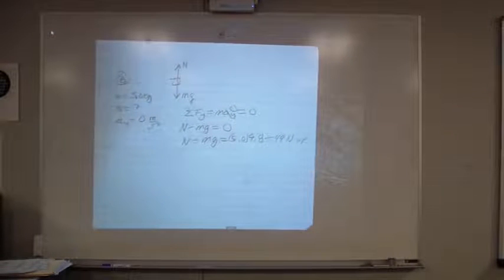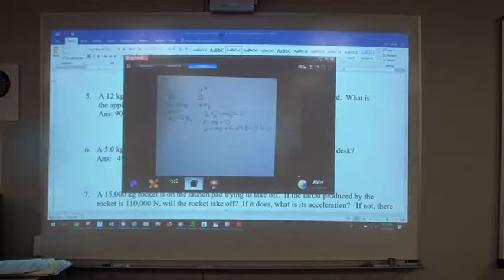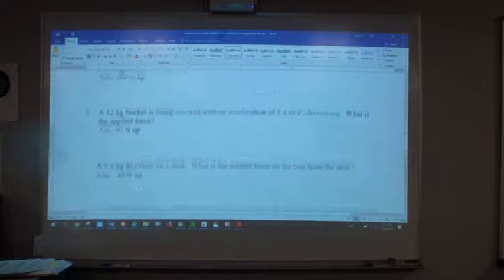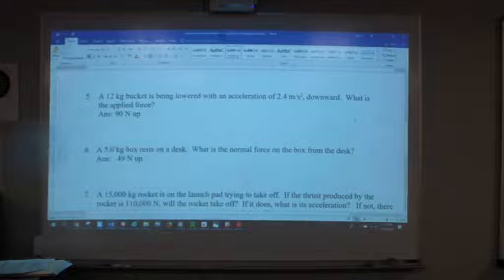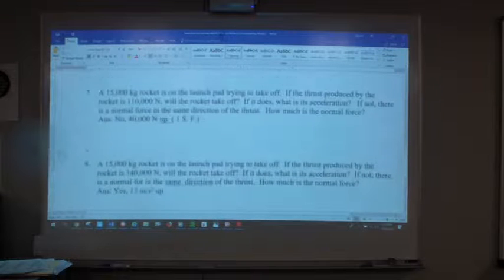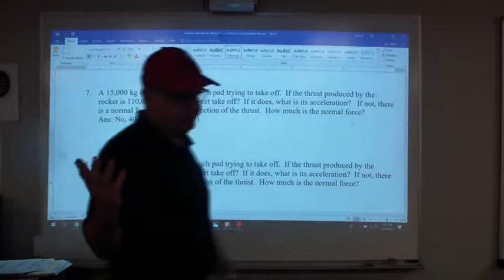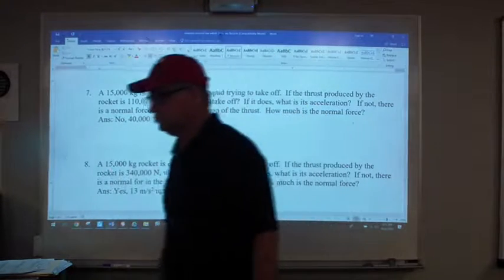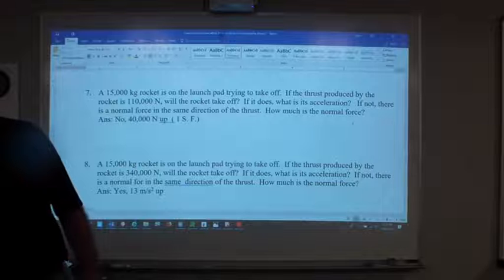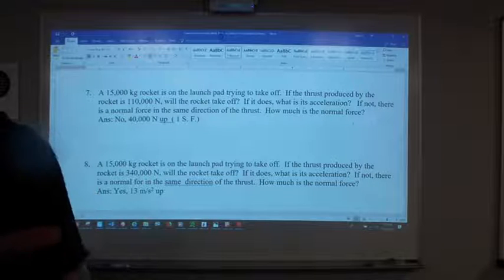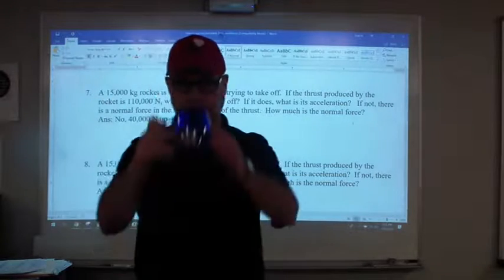A little better. Now let's look at number 6. Well, that was number 6. Okay, number 5 and number 7. Now, 7 and 8 are similar problems. Let's discuss the theory on these things, okay? Let's say I have a rocket. I need a rocket. Here we go. This is my rocket.